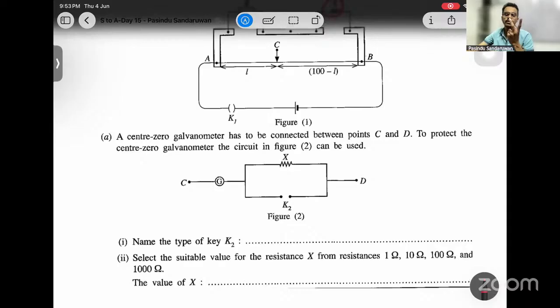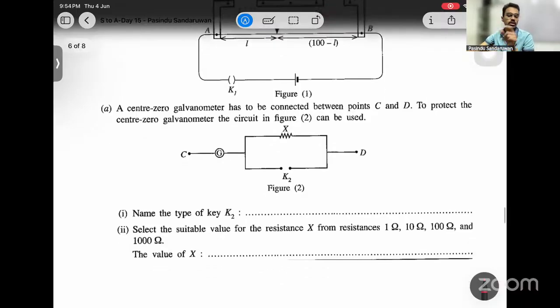We have two main types of keys in our labs. One is the tap key. The other one is the plug key. Tap keys are used when we need an instant current, or when you need to connect the circuit instantly for a small period of time. If you need a constant steady current throughout a period of time, plug keys are used.